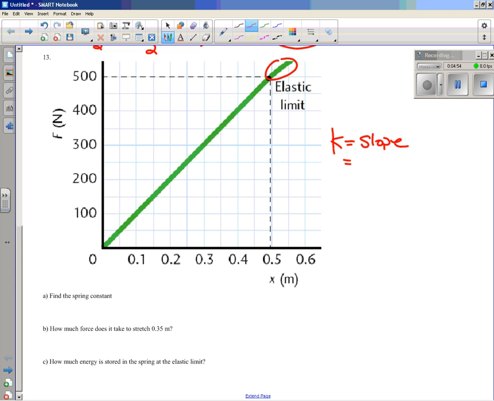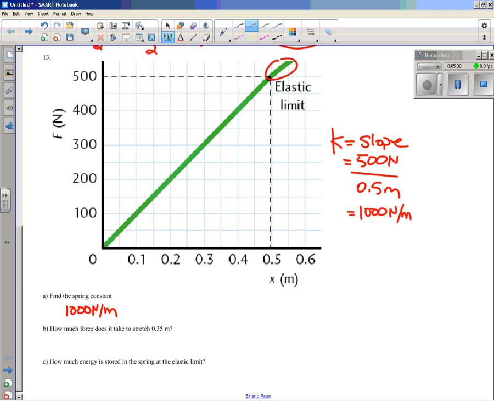In this case, the slope is simply rise over run. Because it goes through the origin, I can easily go 500 newtons divided by 0.5 meters. 500 divided by 0.5 is equal to 1,000 newtons per meter. The slope gives you that, newtons divided by meters. So that answers A. A says find the spring constant. Well, we found the spring constant right there. It's 1,000 newtons per meter.